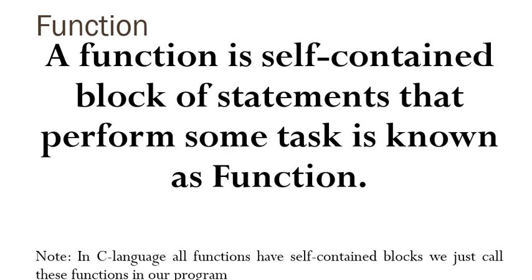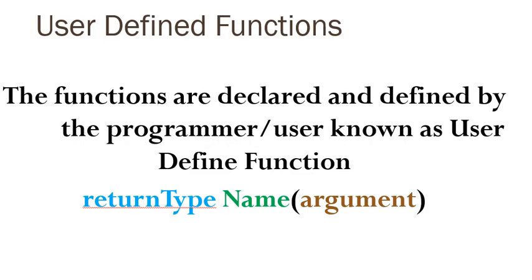All C language functions have a self-contained block of statements. We just call them in our program, such as printf, scanf, getch, etc. A user-defined function is a function which is declared and defined by the user or programmer, known as a user-defined function.